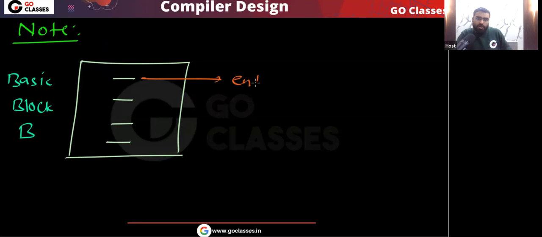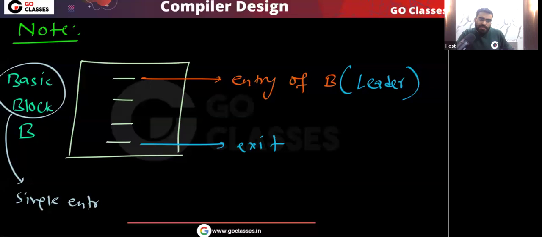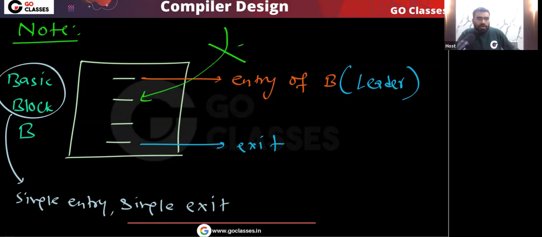Remember, this will be the entry node. This is the entry of B, and this will be called the leader. This will be the exit. And remember, a basic block is always single entry, single exit. So what things are not allowed? For example, if you are doing this, this will not be allowed.